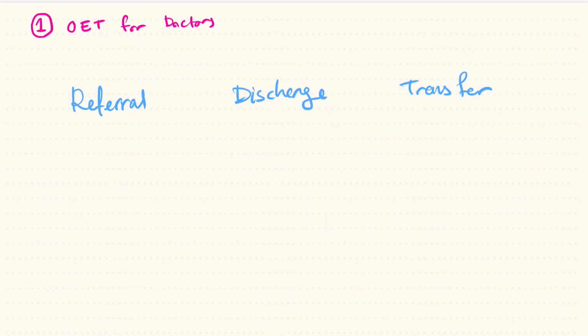So what is OET for doctors in terms of writing is that you need to provide three types of writings. It's either referral, as I've written here, or discharge letter or a transfer letter. And understanding these differences is very important because it changes the purpose of your writing, the tone of your writing, the objective that you are trying to achieve, as well as the audience.